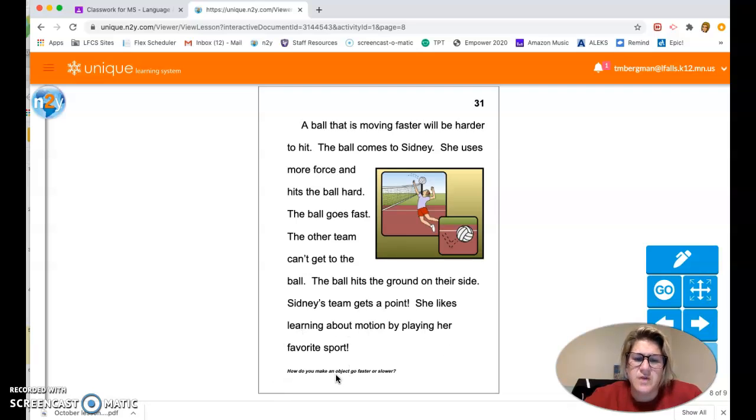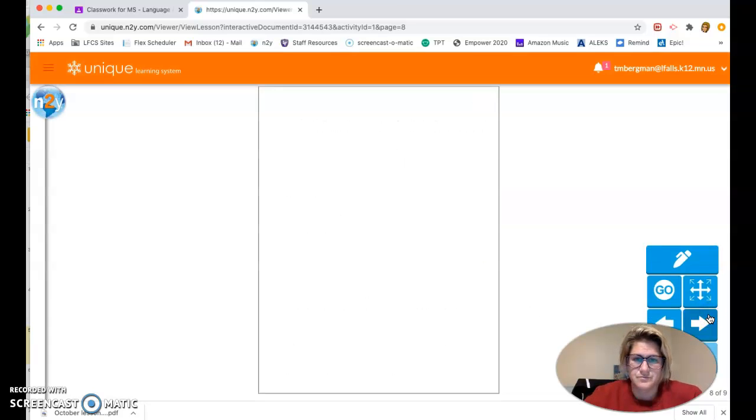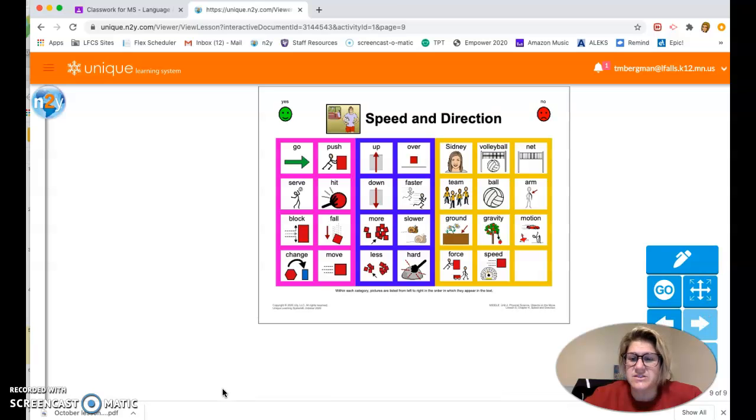So how do you make an object go faster or slower? Yep. It's the more or less force that you use. All right, so this is the end of that chapter.